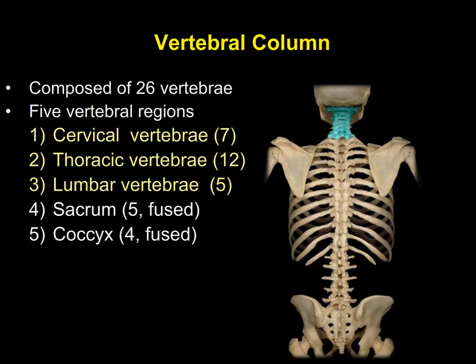Unfortunately, I don't know of any mnemonics to memorize the number of sacral vertebrae or coccygeal vertebrae, so you just have to memorize that the sacrum is made up of 5 fused vertebrae, and the coccyx is usually made up of 4 to 5 fused vertebrae.